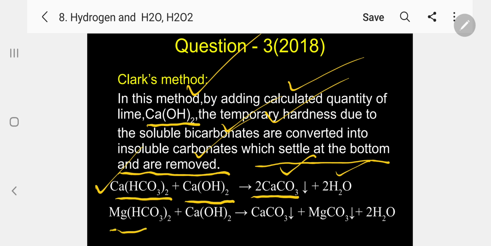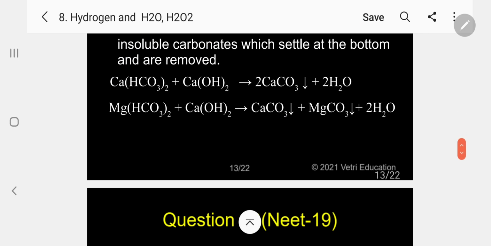Same way, the magnesium bicarbonate also, if you treat with calcium hydroxide, you are getting calcium carbonate and magnesium carbonate and water. See what is the main difference? If you use calcium hydroxide with the calcium bicarbonate, only calcium carbonate is formed. Please follow. If you use magnesium bicarbonate, there are two salts, calcium carbonate and magnesium carbonate, formed, plus water. So anyway, both ways, if we remove the precipitate of calcium carbonate and magnesium carbonate from water by filtration, water will become soft. So this is the answer.